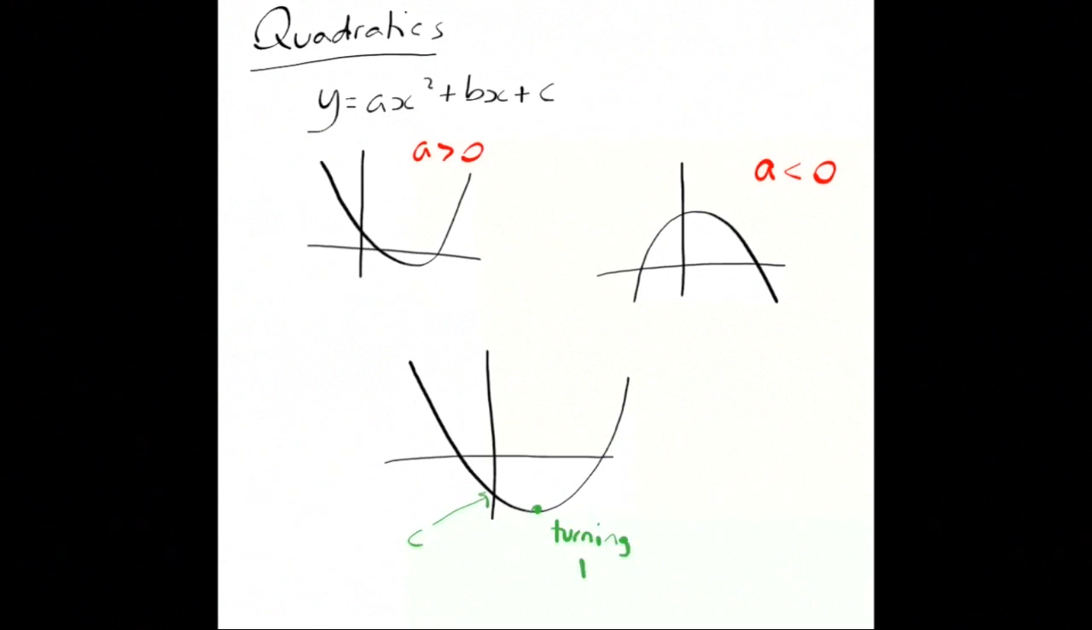All quadratics are symmetrical and they have a maximum or minimum. That is their turning point. Other names for it are vertex, stationary point. Through the turning point, you get a line of symmetry. In most of these quadratics, it's just going to be a straight line of the form x equals whatever the x coordinate of the turning point is. So quadratics are really nice.